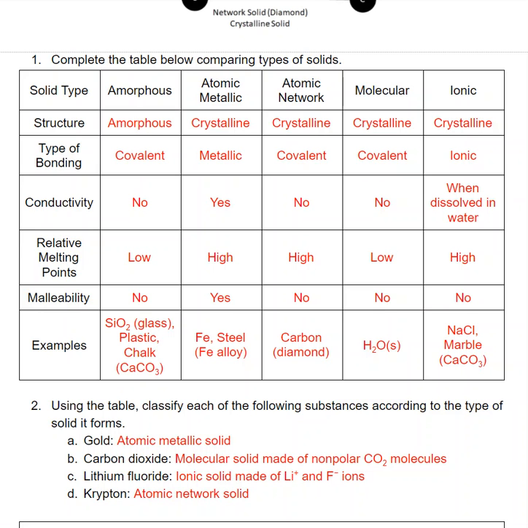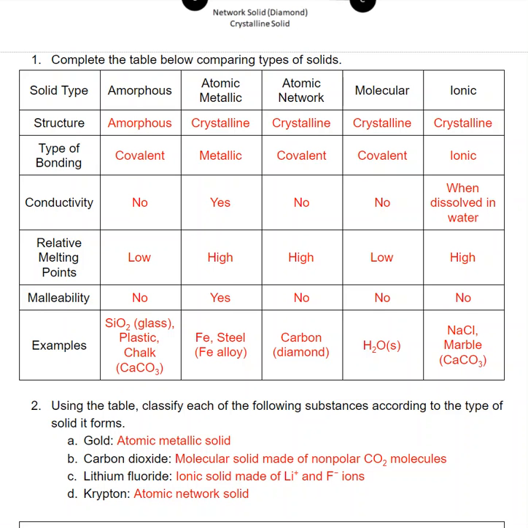Now, atomic metallic, these are going to be our metals like iron and steel. Atomic network are going to be things like carbon. So they're made of covalent bonds, but they form kind of large networks of atoms. So that would be like the carbon in a diamond. Molecular is going to be also covalent bonding. Molecular solids are like solid water and iodine. So just those covalent molecules that are solids.